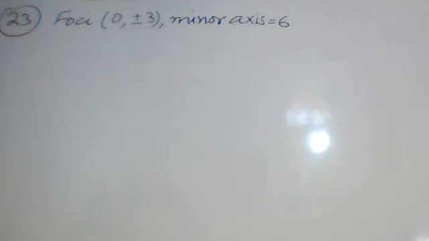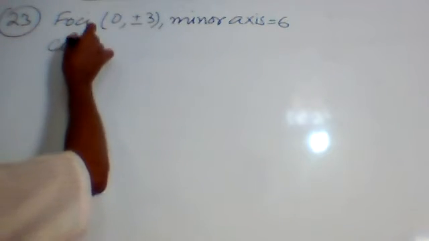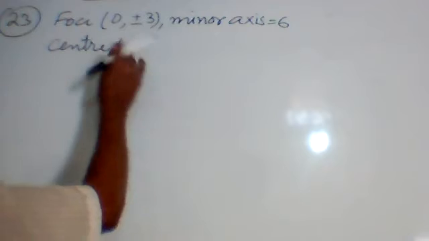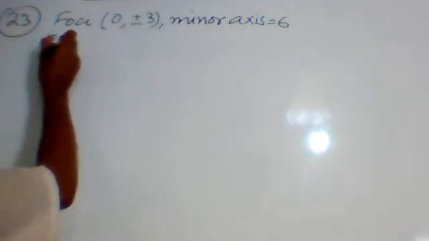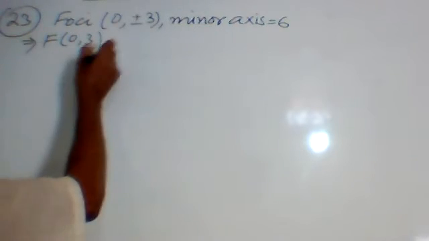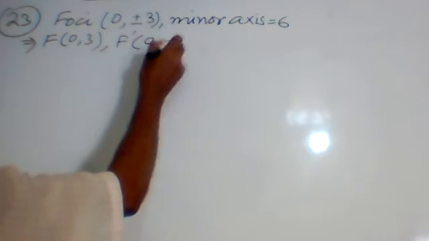So we will find the center first. We will write the two foci separately. One is F 0, comma 3 and one is F dash 0, comma minus 3.